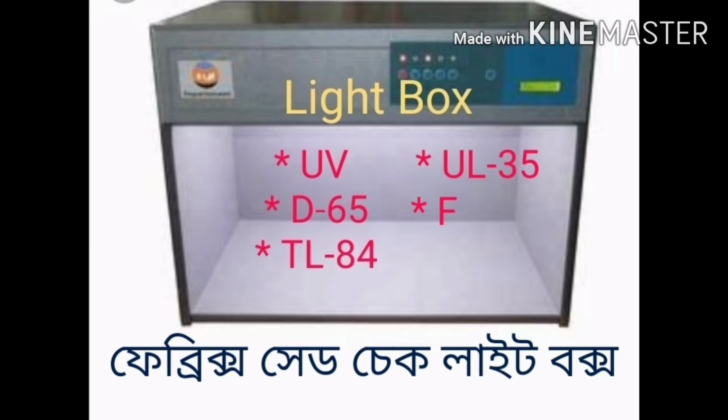I have brought two types of light box here to show you, and there are a few light sources to identify with buyer approval, like UV, D65, TL84, F, which means tungsten light. So one by one, you can see what their activities are.